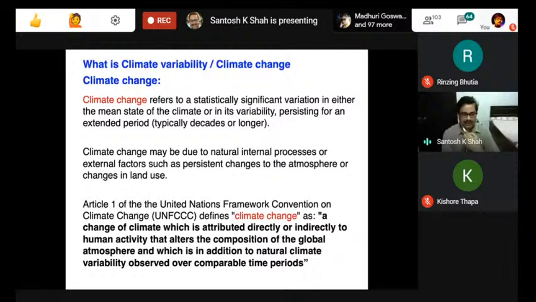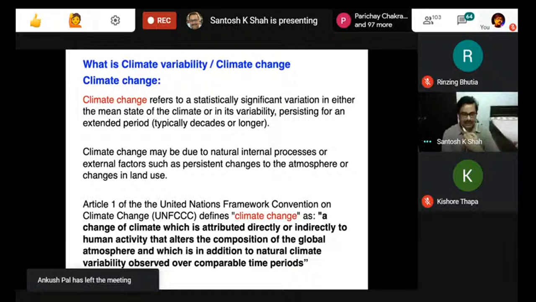And if you see the definition of climate change from UNFCCC, it is a change attributed directly or indirectly to human activity that alters the composition of the global atmosphere, in addition to natural climate variability observed over comparable time periods. This is a recent definition. Sometimes I disagree with the definition because it is written in a particular context.